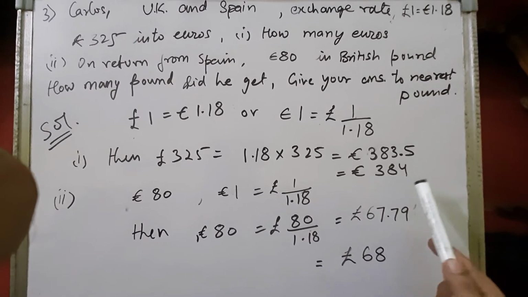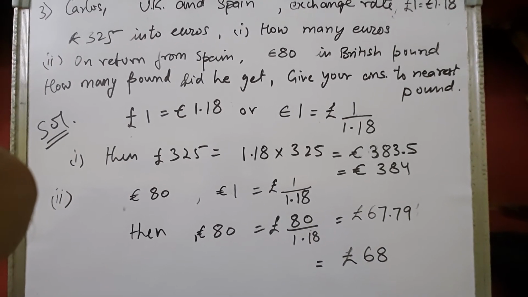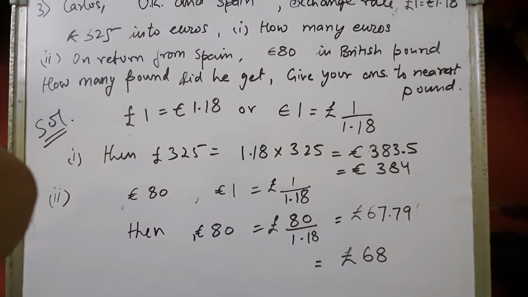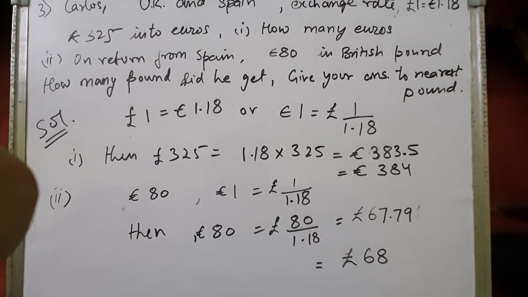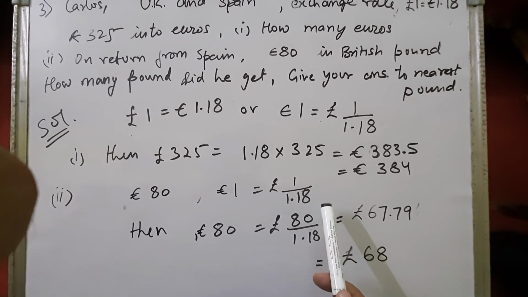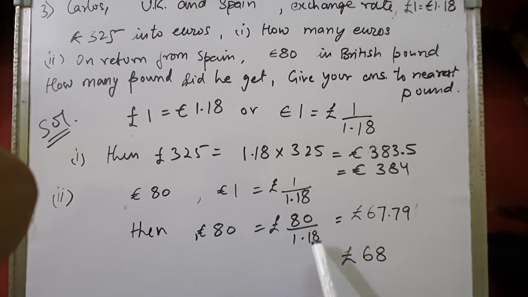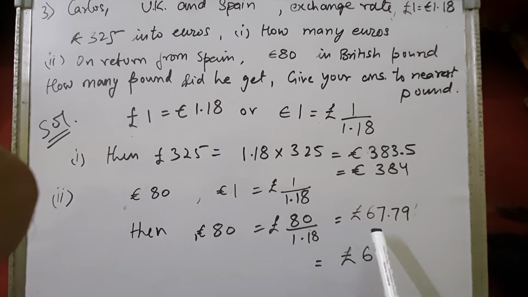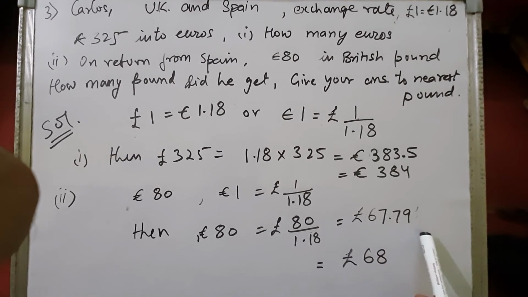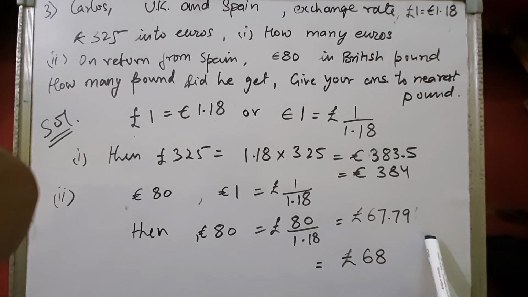Right. And when he traveled from Spain to UK, when he came back, he was left with 80 euros. Now he has to convert that 80 euros into British pounds. So how many pounds does he get now? The rate of 1 euro is 1 upon 1.18 British pounds. So 80 euros will be 80 into 1 upon 1.18. That means when we divide 80 by 1.18, we get 67.79. Right, children? This is 67.79 British pounds that he will get in exchange for 80 euros.